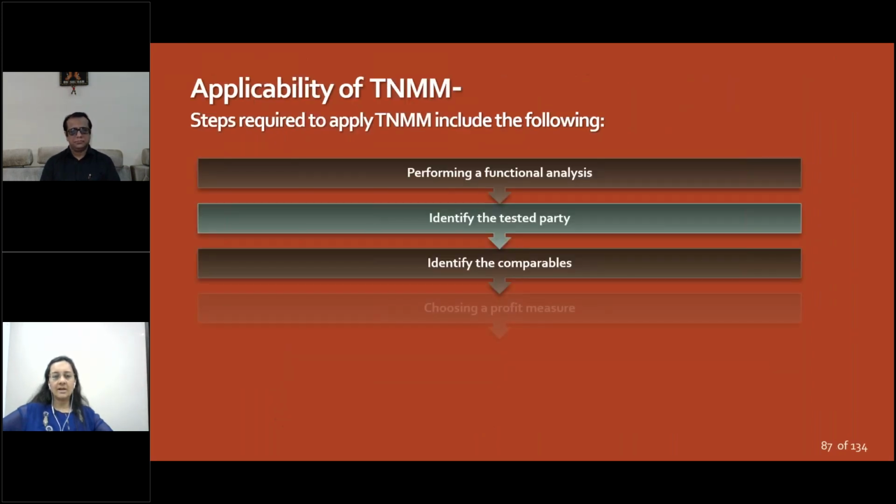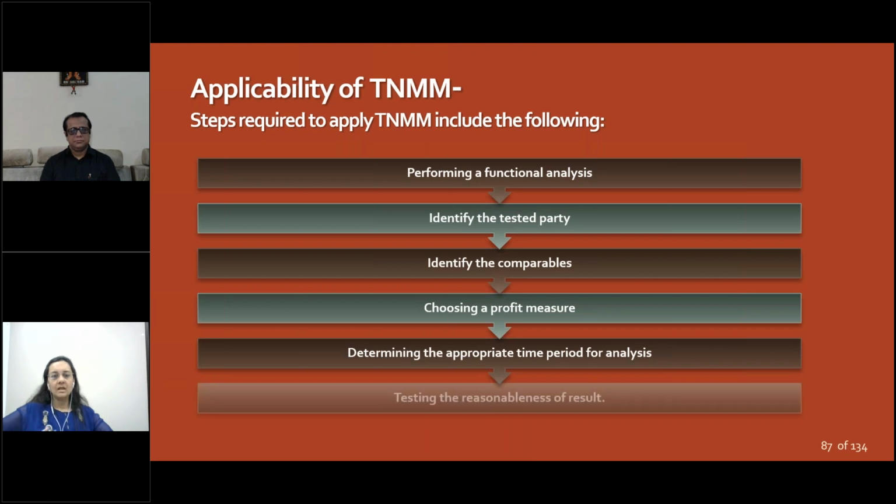So here I have reproduced the law. So the steps required for T&M. First is obviously the performance of functional analysis. That is the first criteria of judging what your controlled entity does. Are you a manufacturer? Are you a trader? Are you a service provider? Whose profit margin are you judging? What is the comparability that you're judging?